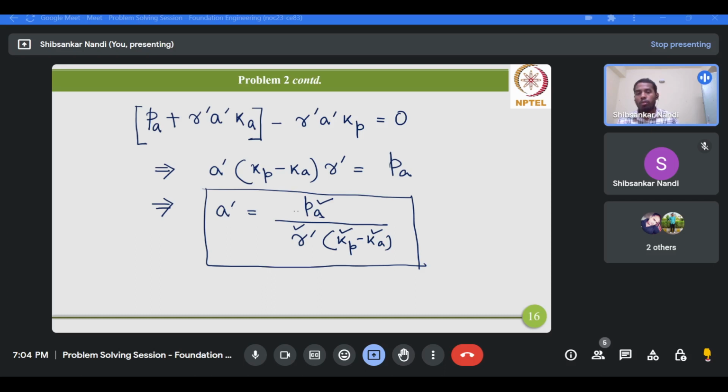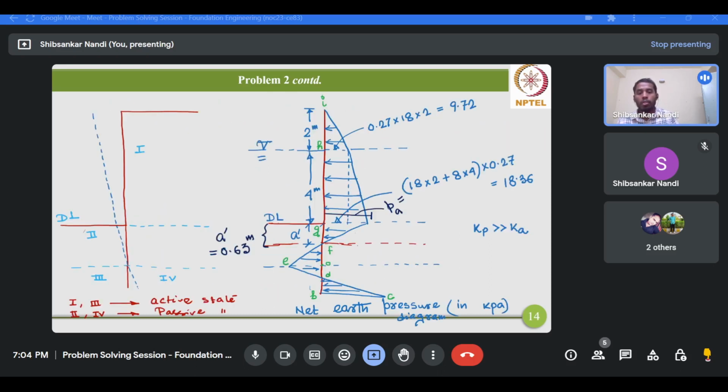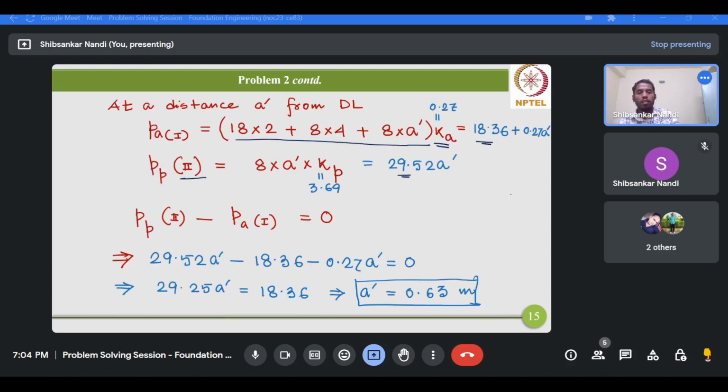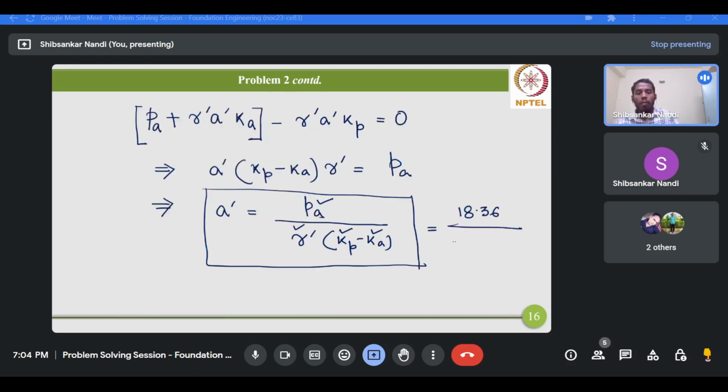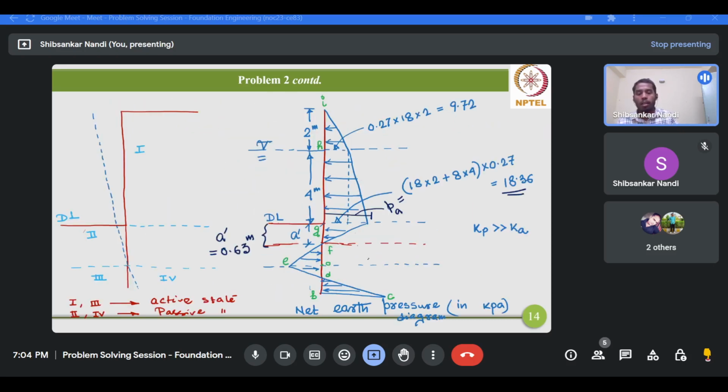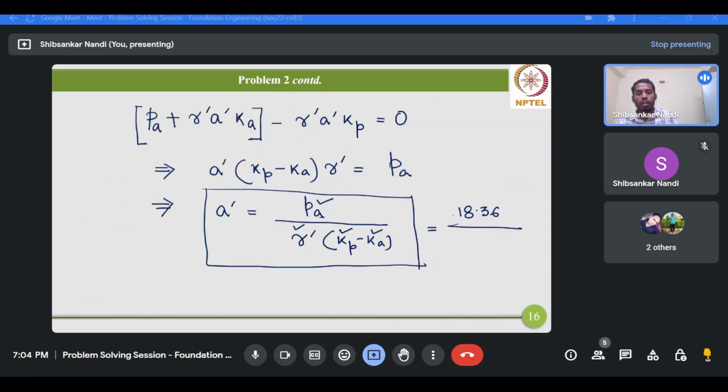This Pa value is nothing but 18.36, because you know the active earth pressure value at the dredge level from region 1. You know the gamma prime value, the submerged unit weight of the soil, which is 8. You know the Kp value, 3.69, and the Ka value, 0.27. Now if you calculate, you will have the same answer.